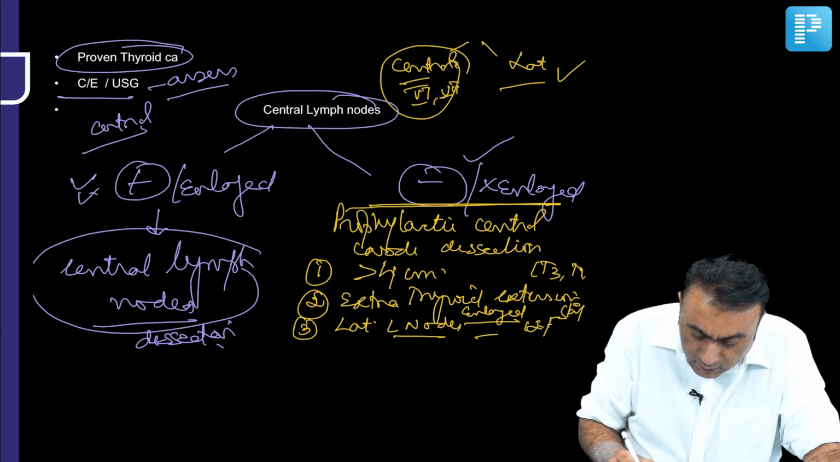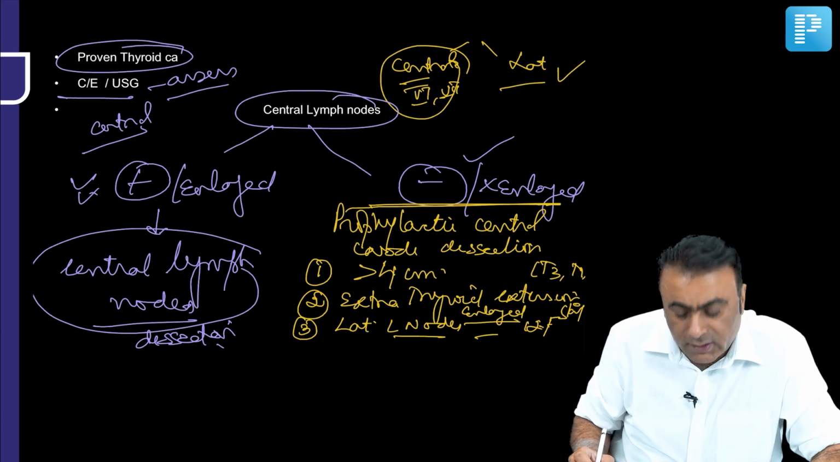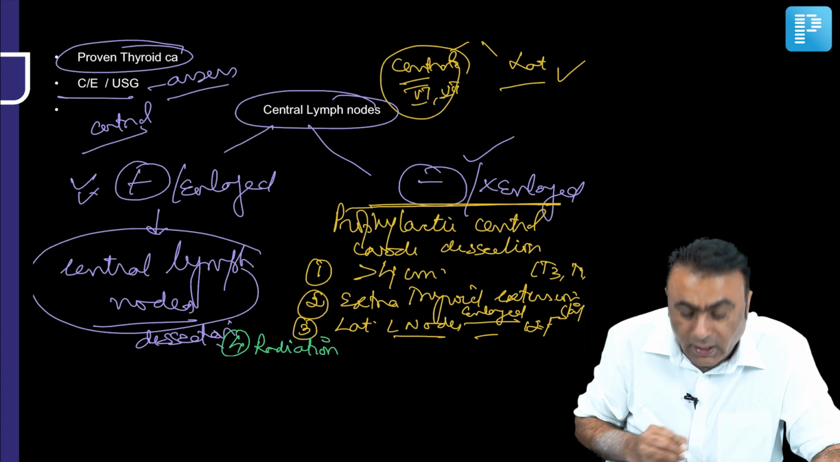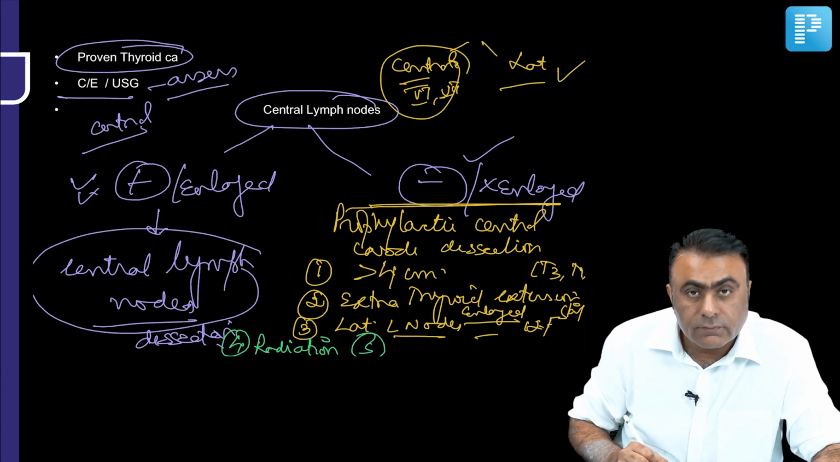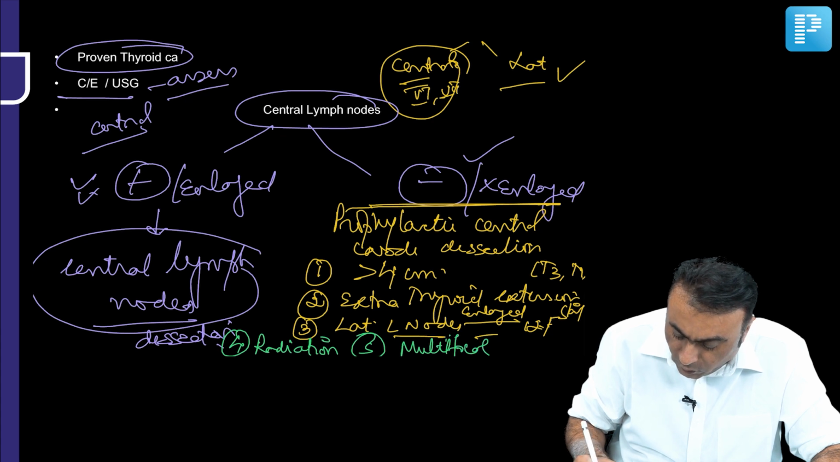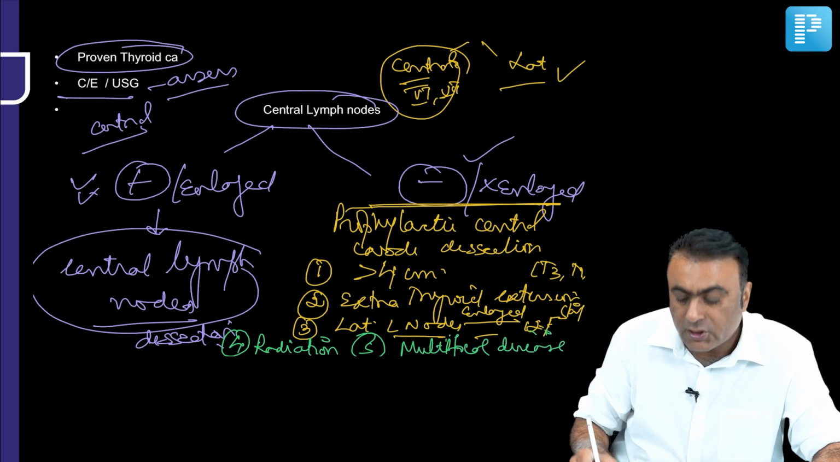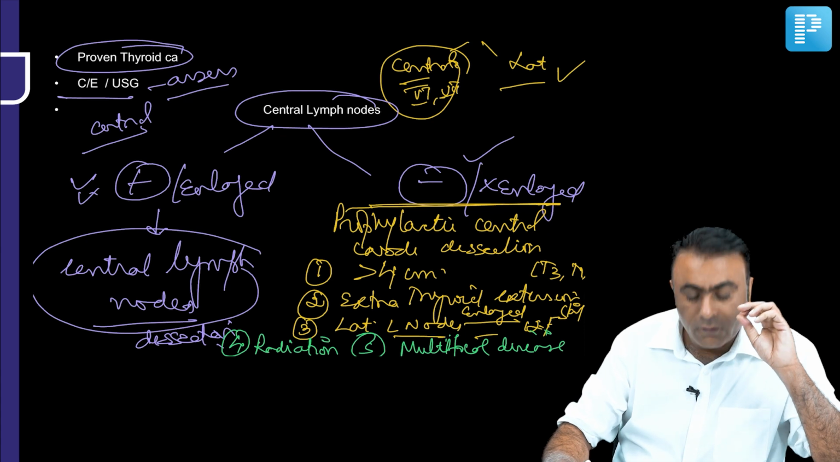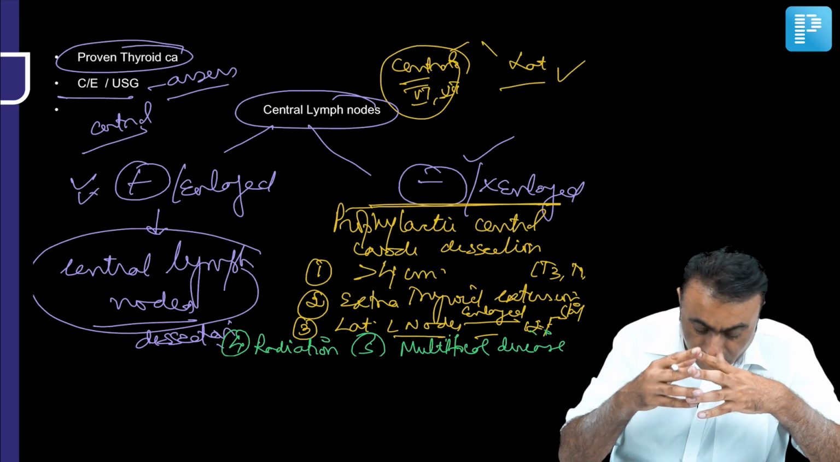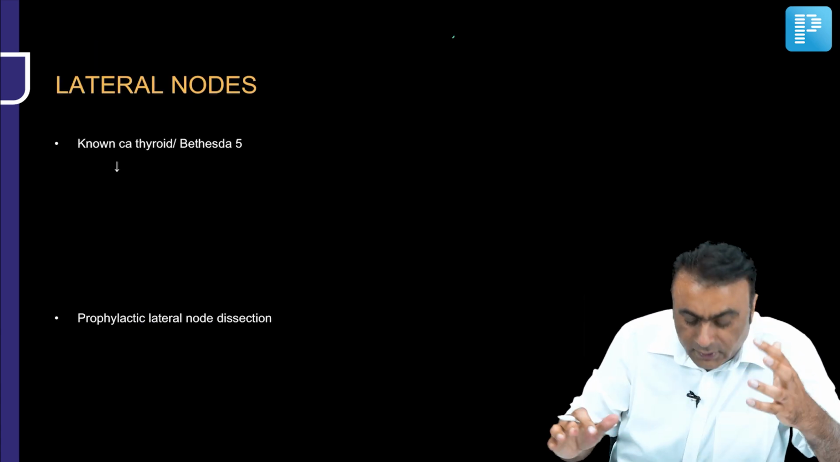Apart from this, two more indications of doing a prophylactic central lymph node dissection: in case the patient has a past history of radiation exposure to the head and neck, or it's a multifocal disease. So these are the indications of prophylactic central lymph node dissection, even if the central lymph nodes are not enlarged clinically or sonographically. Now, what about the lateral lymph nodes?